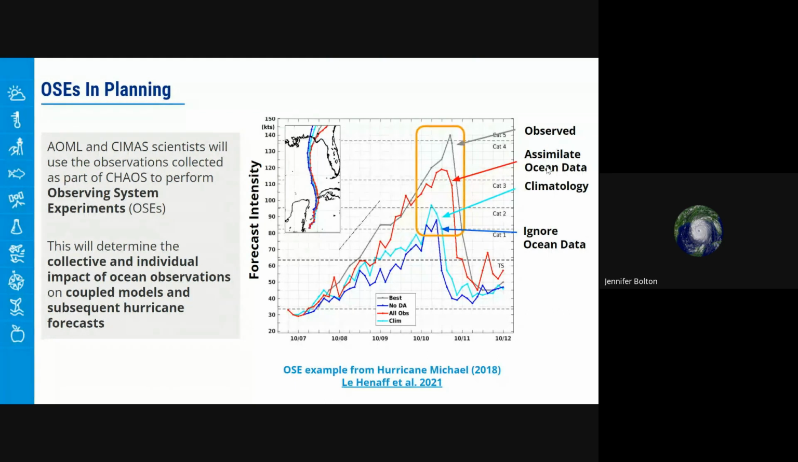So I showed an example here from Hurricane Michael, just showing the importance of ocean observations. If you look at the curves there where no ocean data or just the climatology is used, the dark blue and the light blue, you can see it really underestimated the intensity of Hurricane Michael. And then if you include the actual ocean conditions in the red, assimilating the ocean data does much better, capturing pretty well the intensification of Hurricane Michael. So I will end with that.